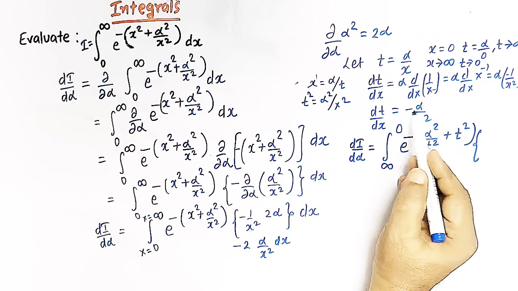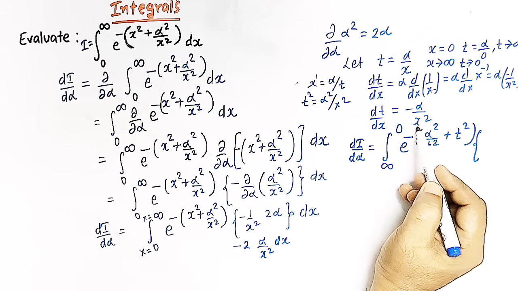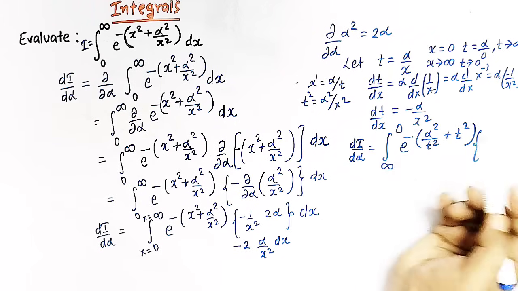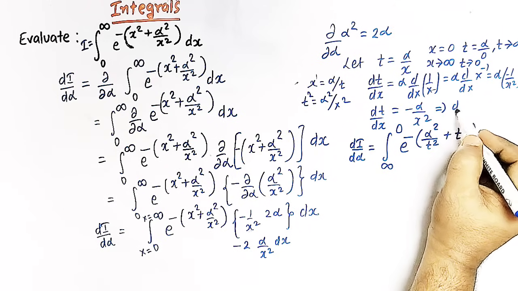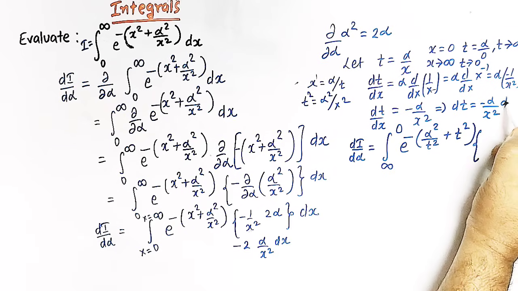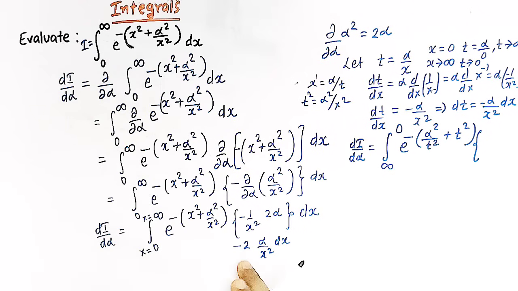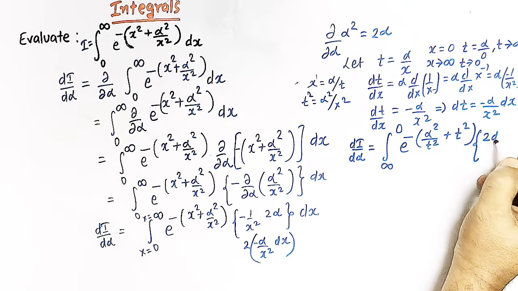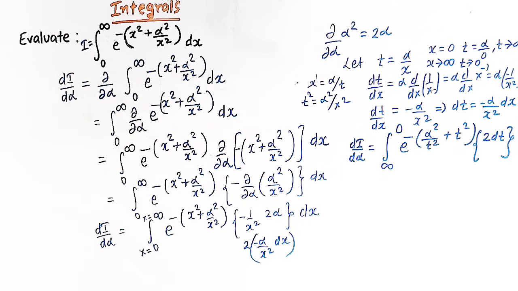And here we have minus alpha over x square is equal to dt over dx. So we can now write dt is equal to minus alpha over x square dx. So here if we take this negative sign over here, then minus alpha over x square dx can be replaced by dt, and here we have the factor 2. So here we have 2 dt, right?